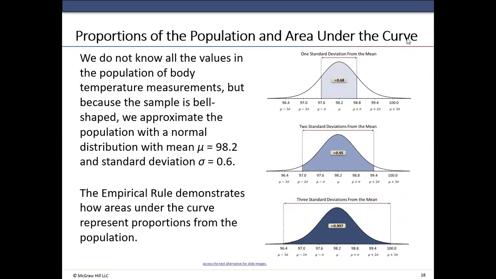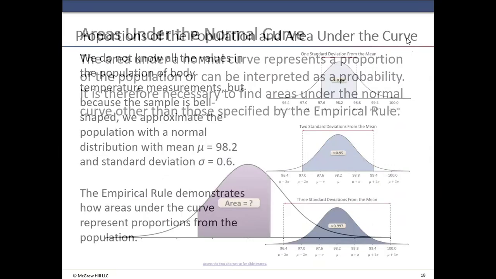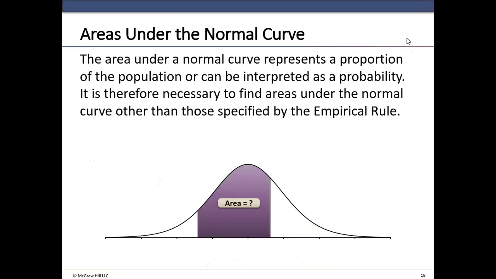So we do not know all the values in the population, body temperature, empirical rules. Areas under the normal curve. The area under the normal curve represents a proportion of the population or can be interpreted as probability. It is therefore necessary to find areas under the normal curve other than those specified by the empirical rule.